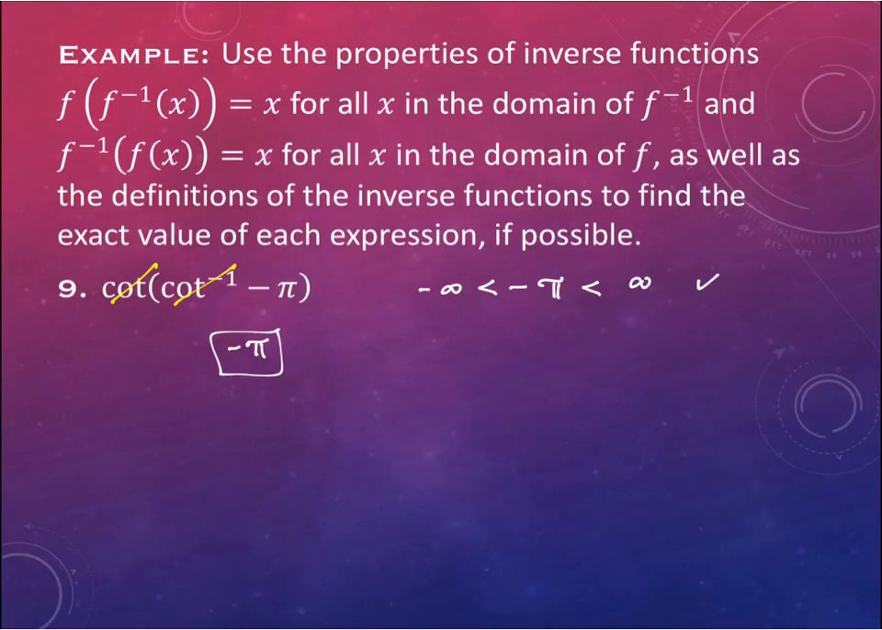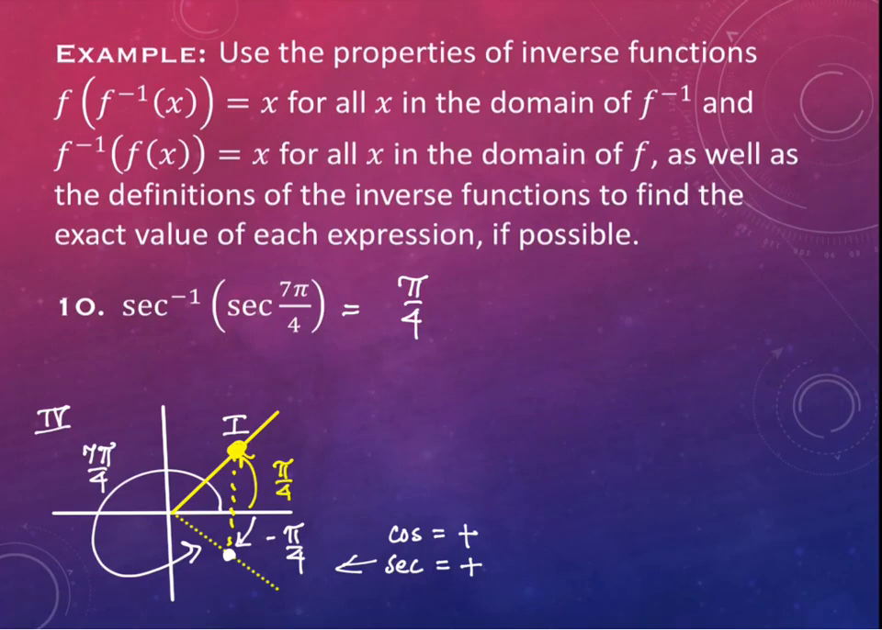And since it's the inverse cotangent and we were looking at the domain values for inverse cotangent, they were negative infinity to infinity. This is our reminder over here on the side. Negative pi is between them. So since negative pi is between them, we're able to cancel the inverse and the original cotangent out. They just cancel one another. It doesn't work quite as cleanly on this one.